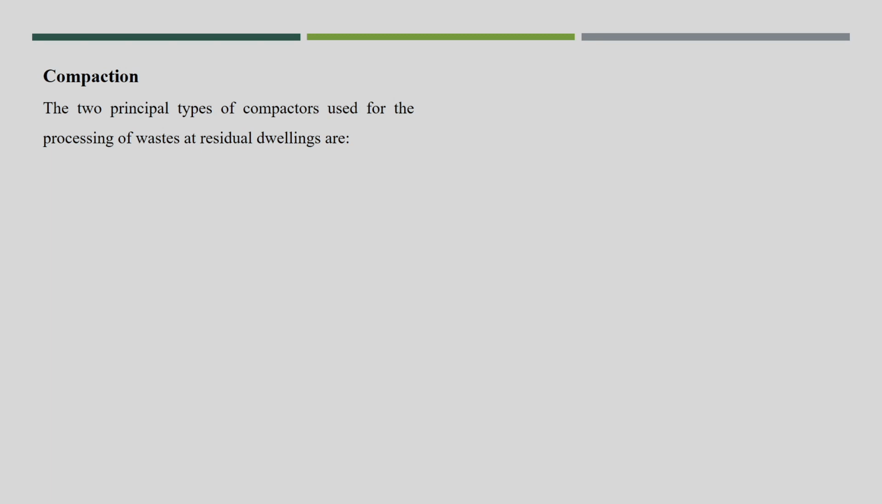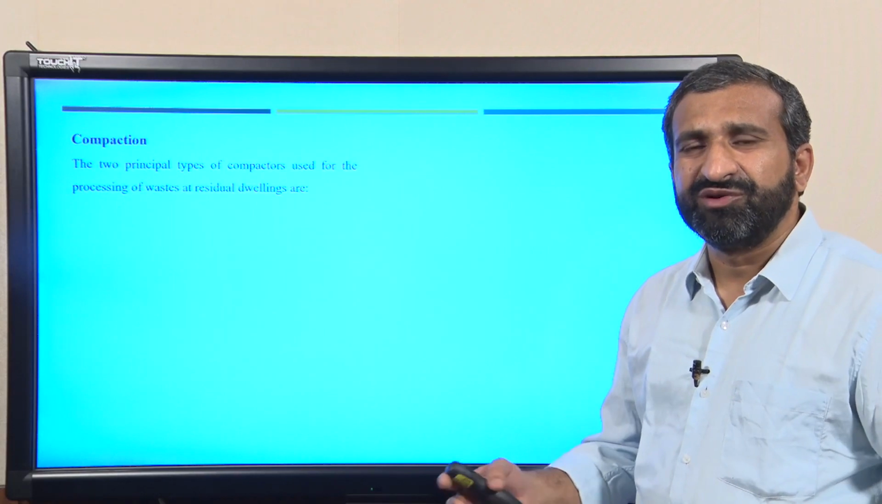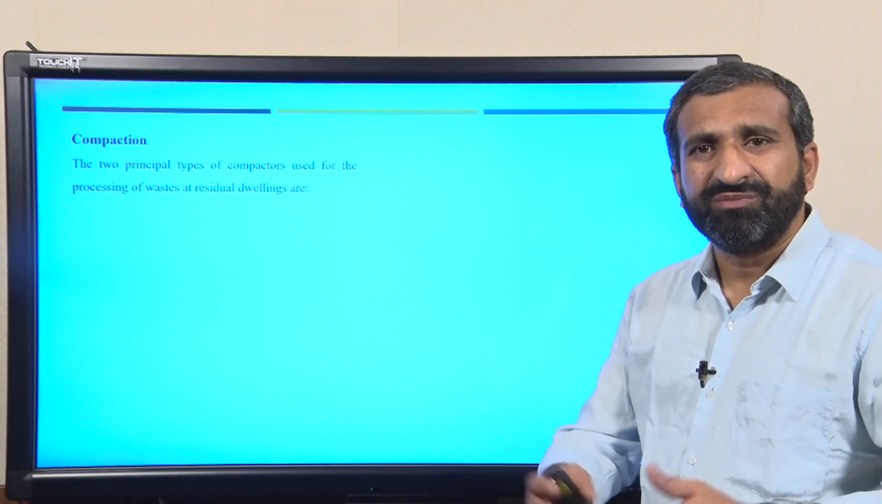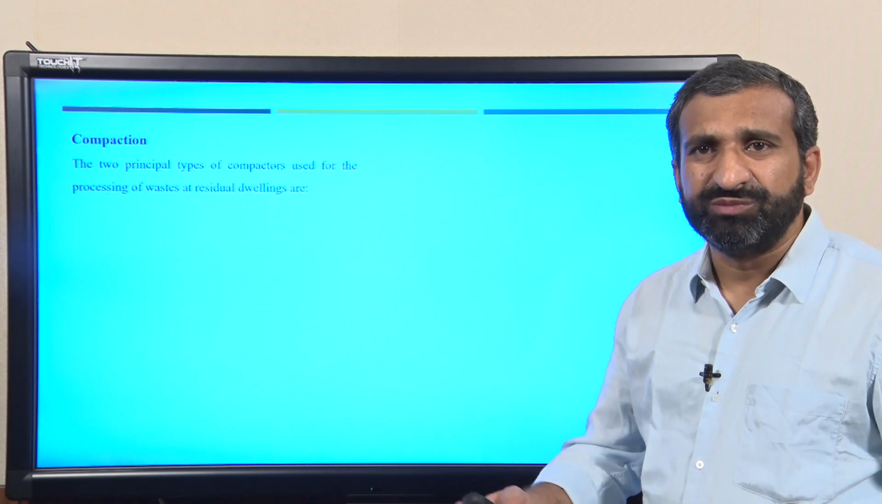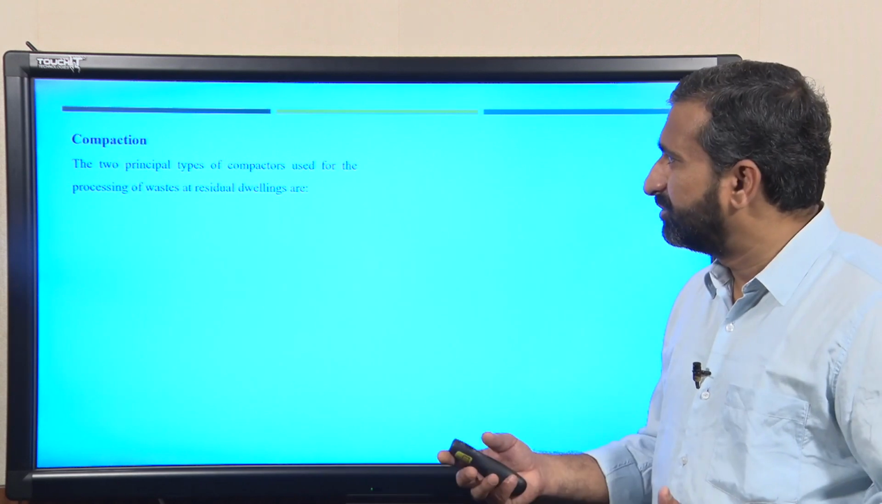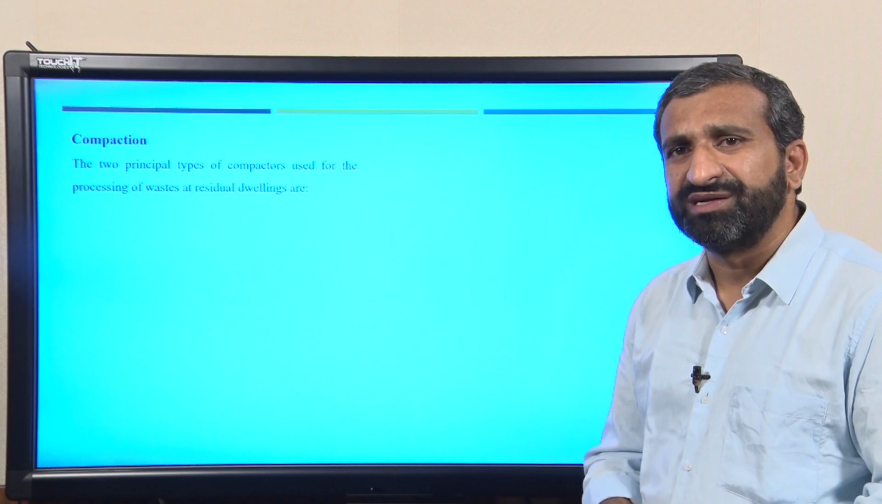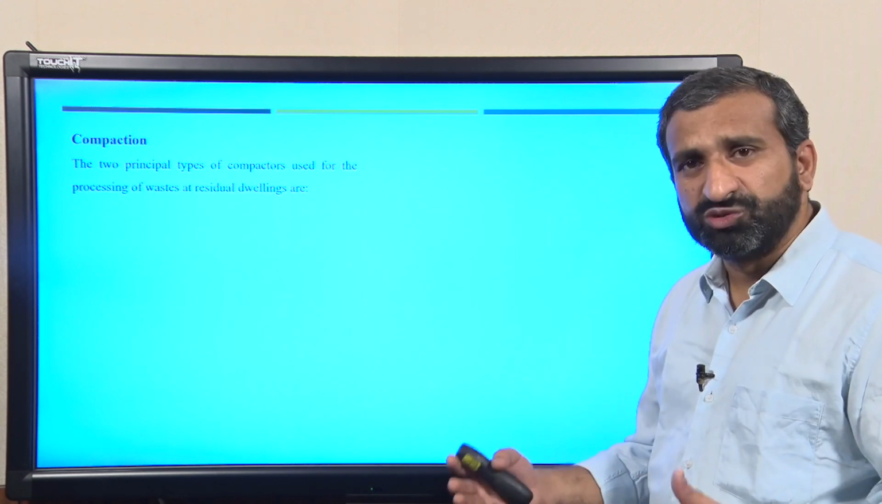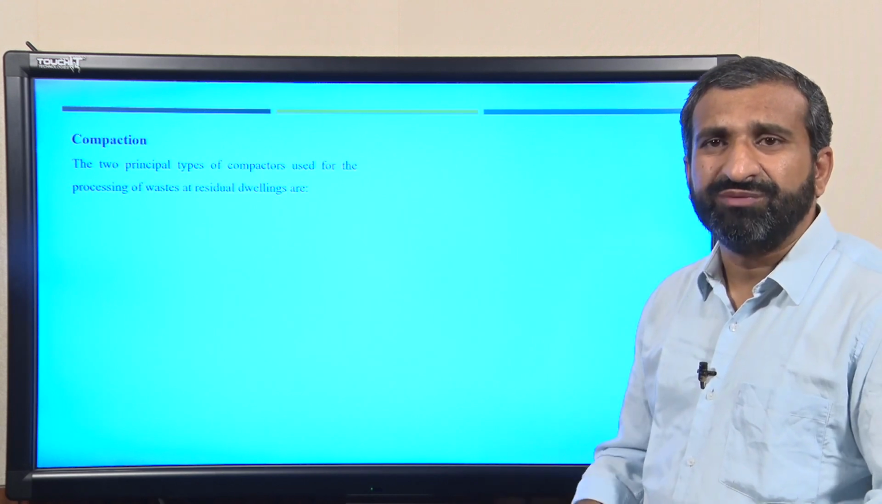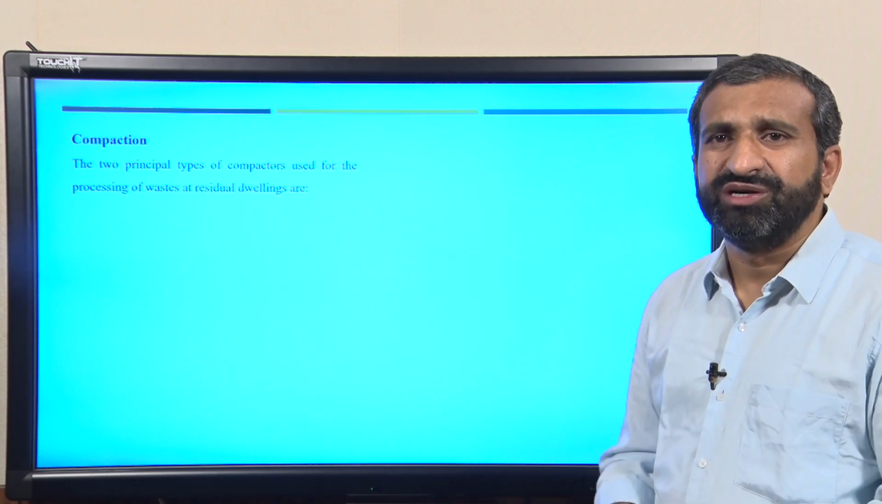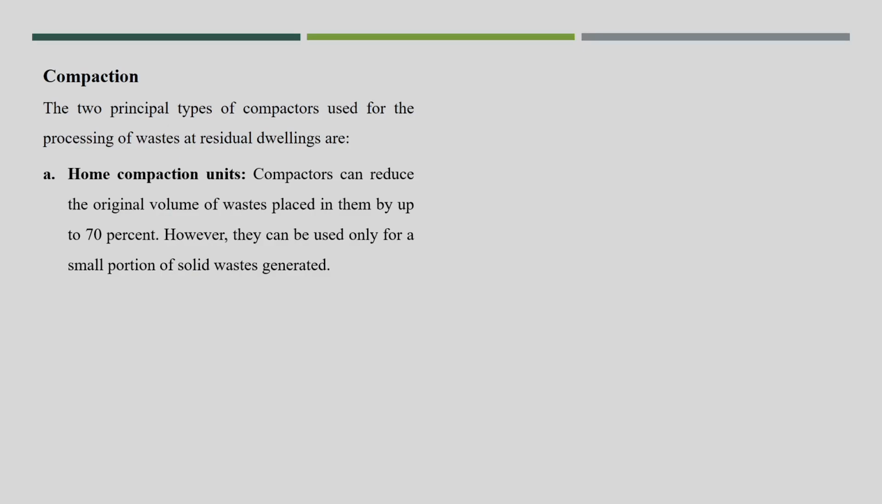Now, compaction. The major problem in our collection is that a lot of dry waste is coming, and if you are not compacting that dry waste, a large volume of waste needs to be collected every day. So, if you can go for some kind of compaction process at the source itself, whether at household level or community level, you can reduce the volume of total waste. It could be possible to have a home compaction unit which can reduce 70% of the waste.